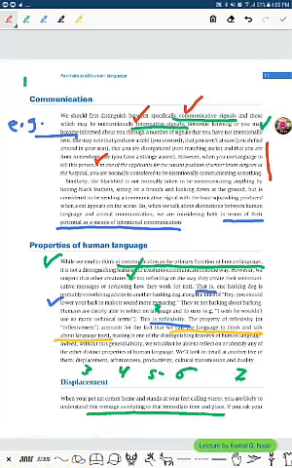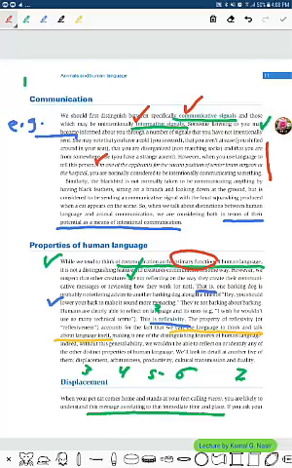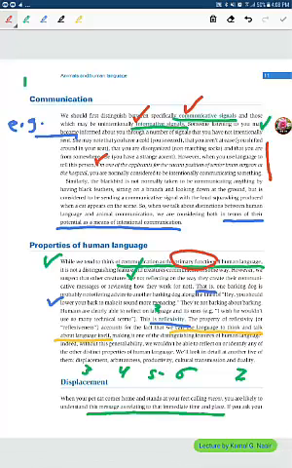While we tend to think of communication as the primary function of a human language, what is the primary function of a human language? It is communication. Communication is the primary function of a human language. It is not a distinguishing feature, because all creatures communicate in some way.